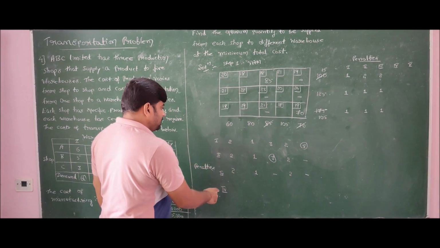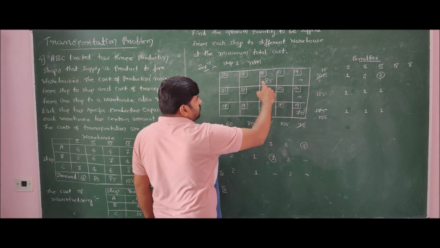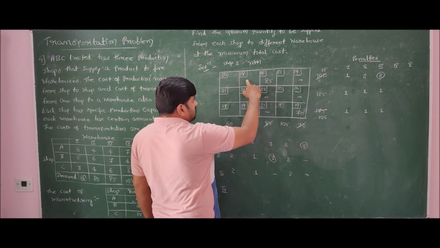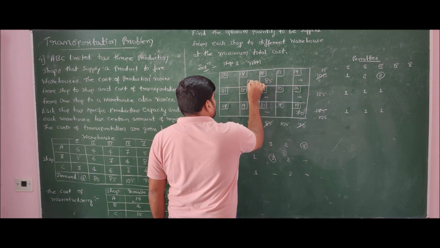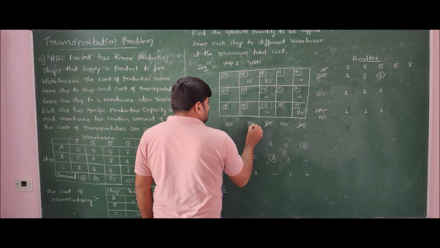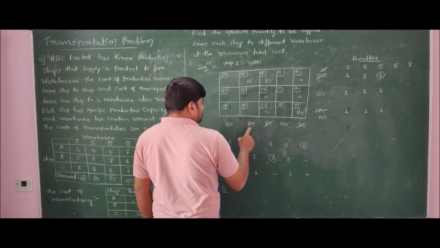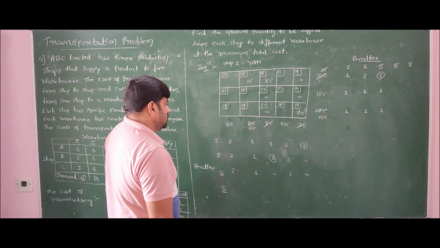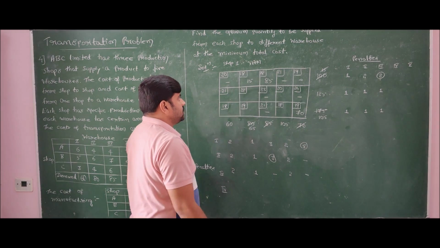So now in this step, the highest penalty is 2. So we'll go with this one. The least cost is 18. I can allocate only 15 here. So let me allocate 15 here. If I allocate 15, I am left out with 65. Since 15 is done, I cannot do any allocations in these two.